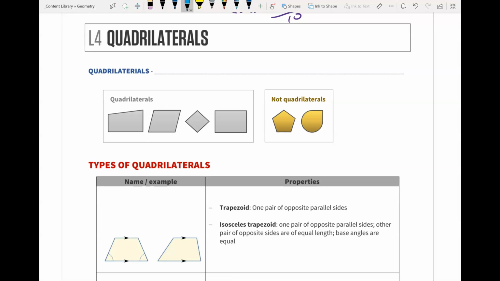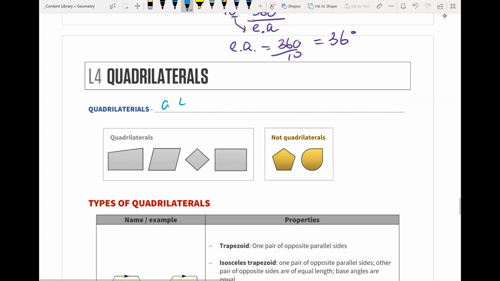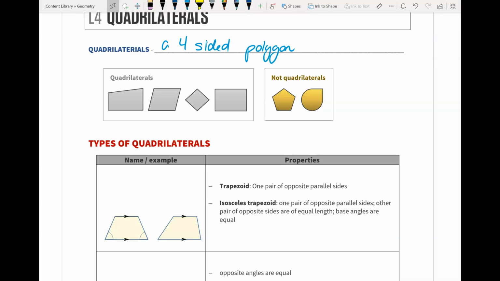Welcome to our lesson on quadrilaterals. So a quadrilateral is a four-sided polygon. And here are some examples of quadrilaterals.